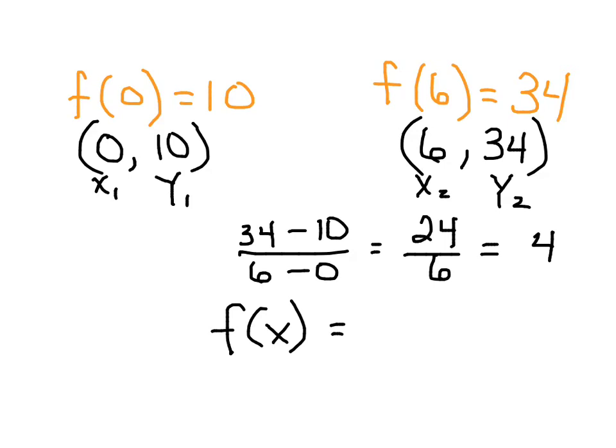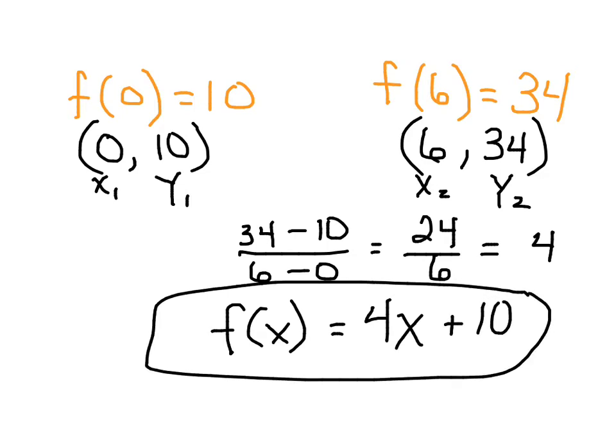What was the slope you guys found? 24 over 6, which is 4. 4x. And then what was the y-intercept again? 10. Just plus 10.